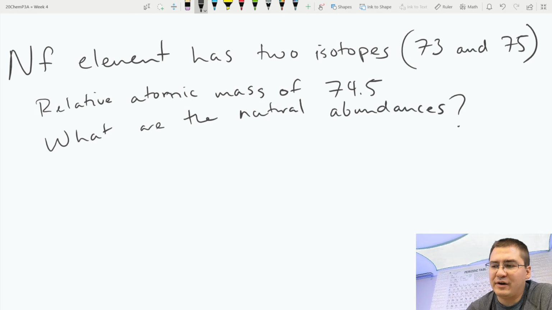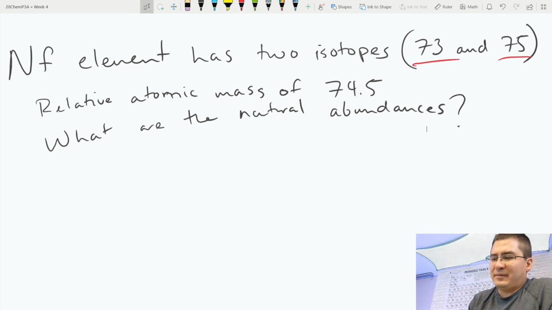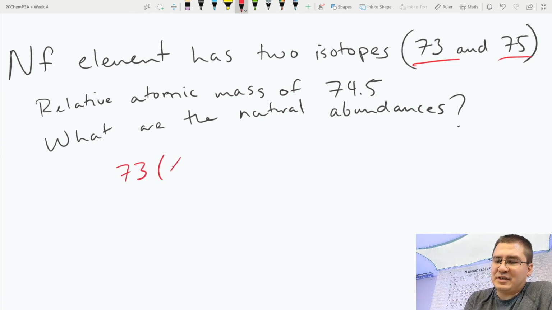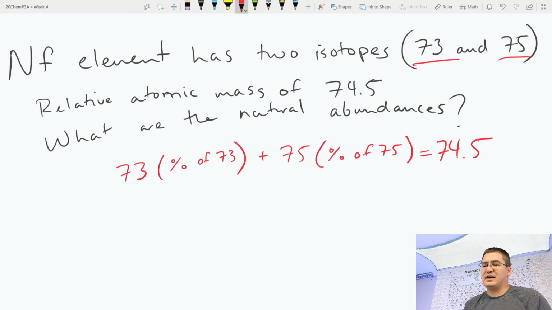But here we go. I know the two isotopes are 73 and 75. So if I look at my formula from the previous slide, I had said the mass number times the percent. So I could say 73 times the percent of isotope 73, plus 75 times the percent of 75 has to equal 74.5, which is the weighted average or the relative atomic mass.